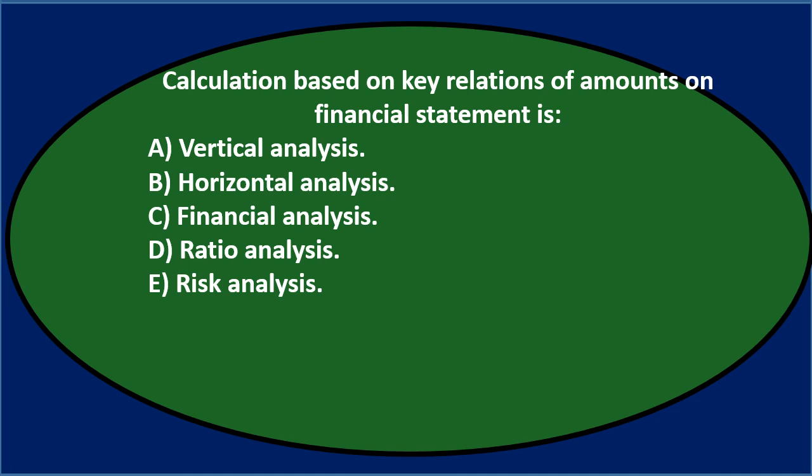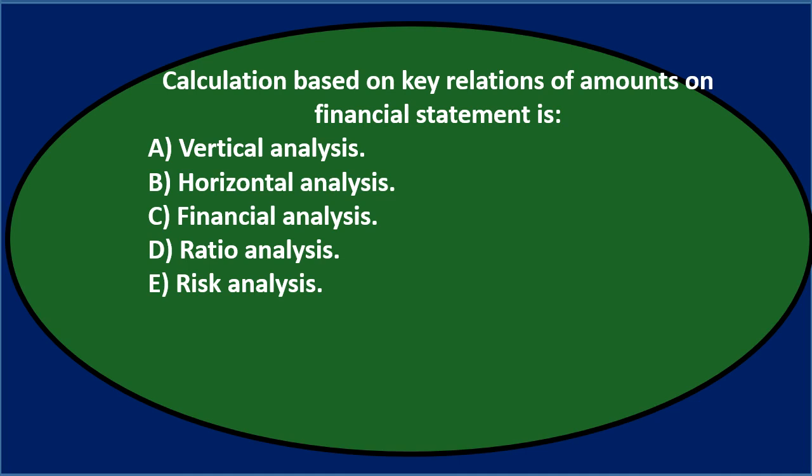First question: calculation based on key relations of amounts on financial statement is either A, vertical analysis, B, horizontal analysis, C, financial analysis, D, ratio analysis, or E, risk analysis. Let's go through this again using the process of elimination.